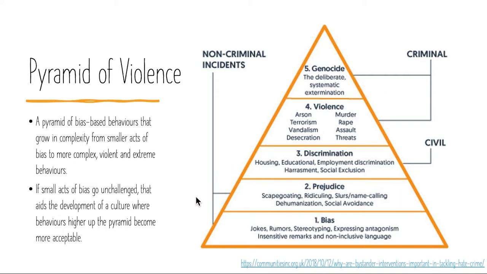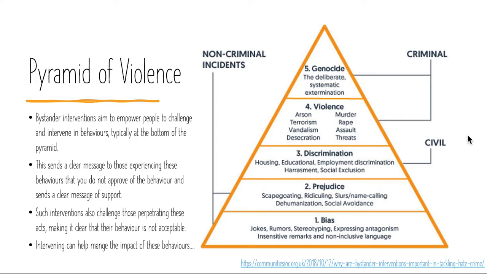So the aim is, by tackling incidents or prejudices and attitudes related to misconceptions and bias, if we can challenge these levels of the pyramid, we aim to overall change the culture where more serious acts of physical violence may be less likely to happen. Because if small acts of bias go unchallenged, then this aids the development of a culture where behaviours at the top of the pyramid become more acceptable. So if we challenge these lower levels, hopefully we change that cycle of acceptance of inappropriate behaviours.